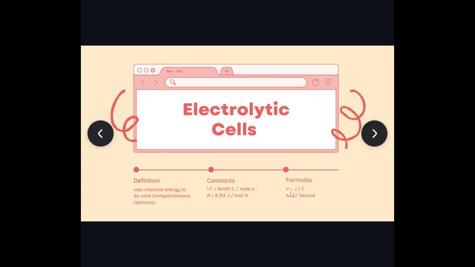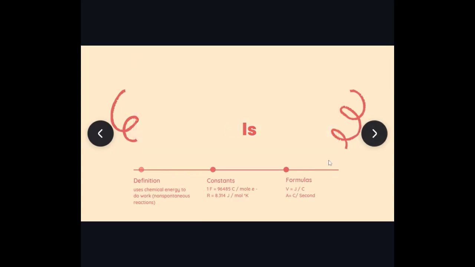Another formula: voltage, just in Gen Chem terms, is essentially the amount of power something has. That's my best definition of it. I'm not a physics teacher, but it's going to be joules over coulombs. Current, however, is going to be A is equal to C over seconds. So using these relationships, you can do dimensional analysis, and we're going to do some practice problems on that.